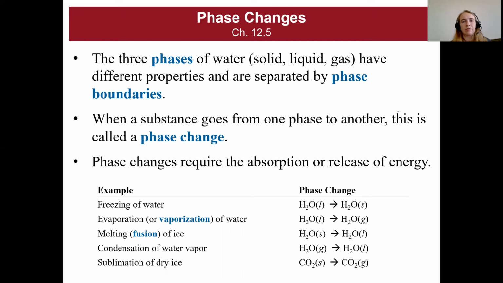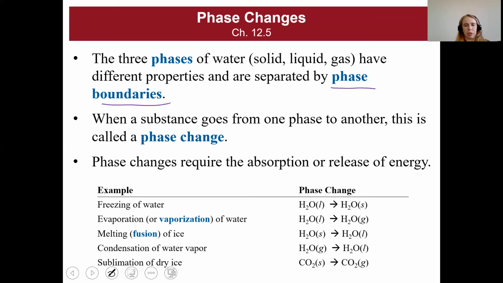And because these phases have different properties, they need to be separated from each other, and they are separated by something called phase boundaries. Phase boundaries aren't physical boundaries, but they are energy boundaries. So we need certain amounts of energy to go from one phase to another. When a substance goes from one phase to another, we call it a phase change. And phase changes, like I said, require the absorption or release of energy. So to get over that phase boundary, we need to add energy or we need energy to be released.